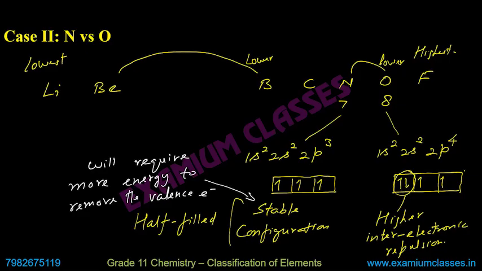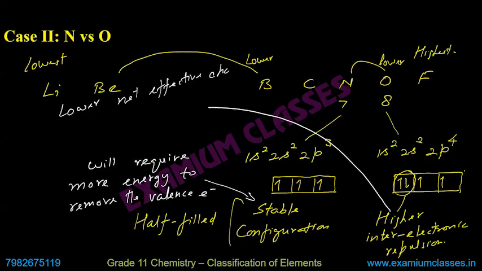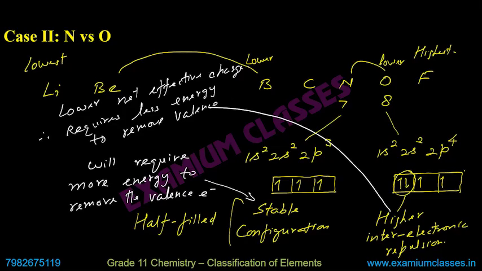Higher interelectronic repulsion means, or you can say due to higher interelectronic repulsion, it will have lower net effective charge. Net effective charge, I have told you, it is actually the force of attraction. Net force of attraction is low. Hence, it requires less energy to remove valence electron.